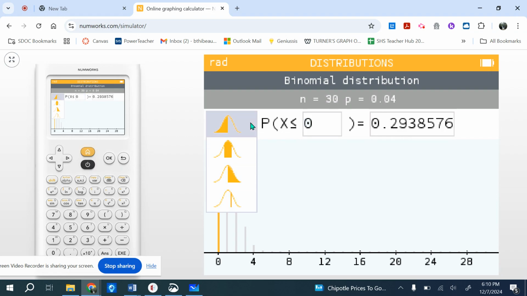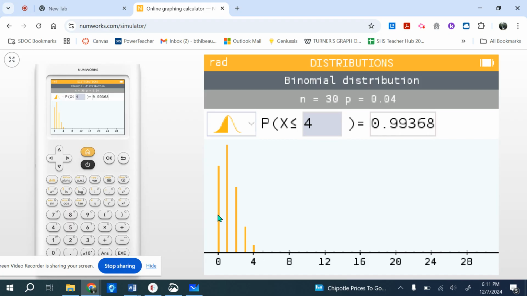And now I need to choose one of my drop downs. Am I doing shade to the left, which is less than, shade between, which would be 2 x values, or shade to the right, which is greater than, or my last one is exactly. Since I'm going no more than, I need my first one. And I needed no more than 4. So I make sure that I've got my less than symbol. So probability x is less than or equal to 4. Hit enter. And then I've got my answer.